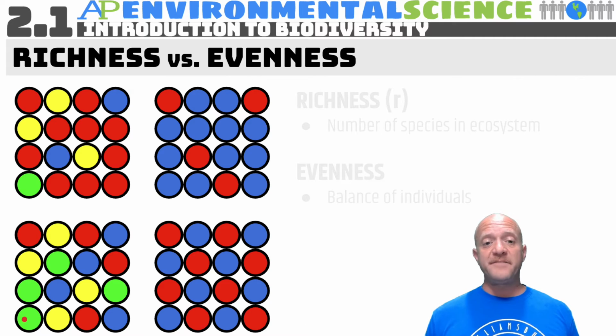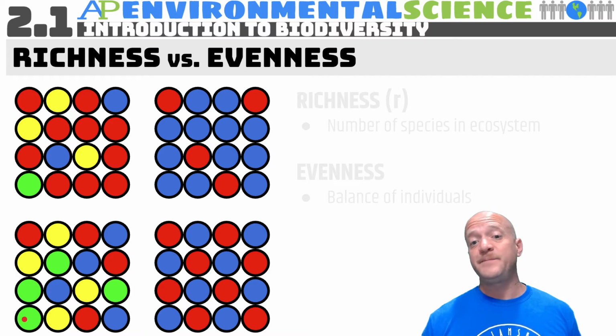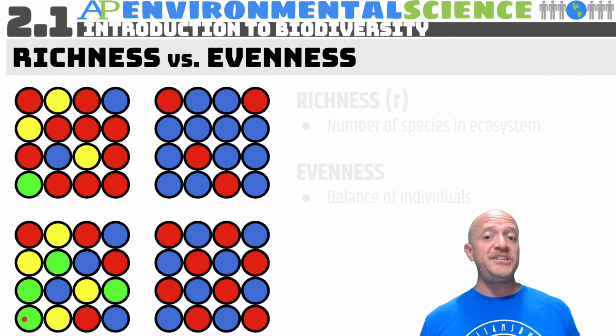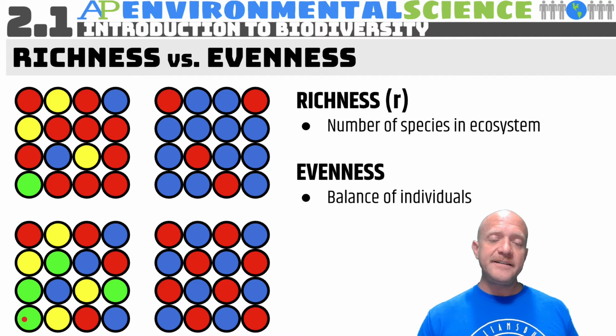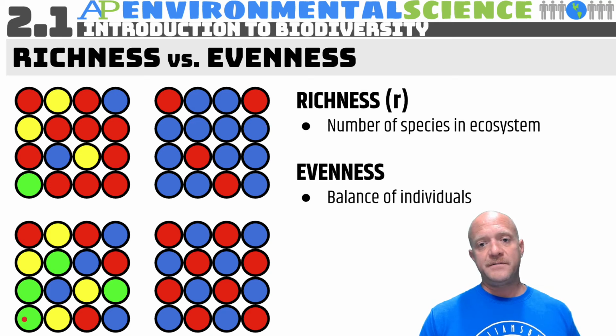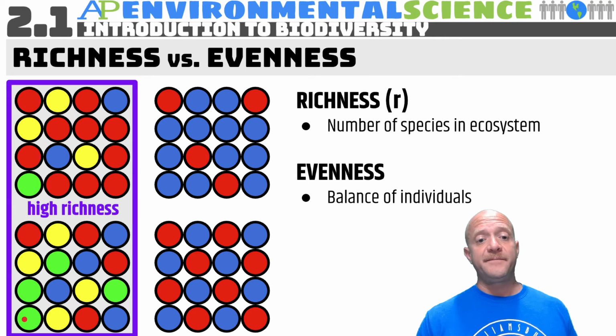Okay, so different ways of measuring biodiversity is we can measure by species richness and species evenness. Species richness is the number of species in an ecosystem, and the evenness is the balance of the individuals. So here's a couple of examples.